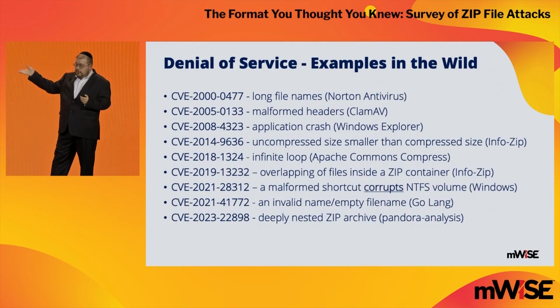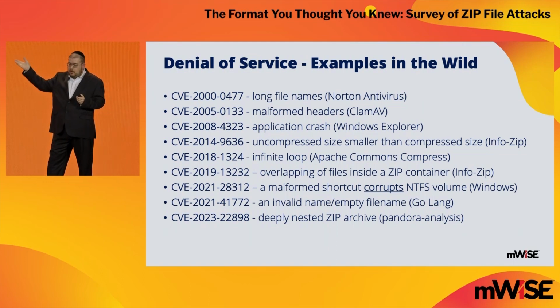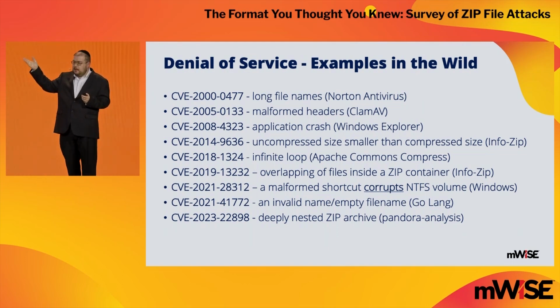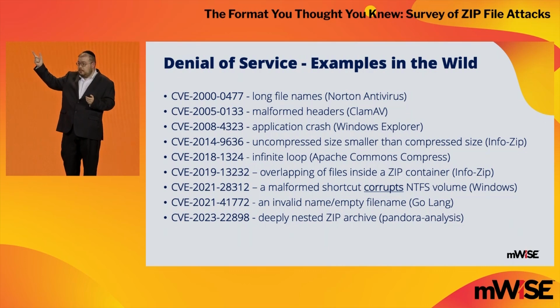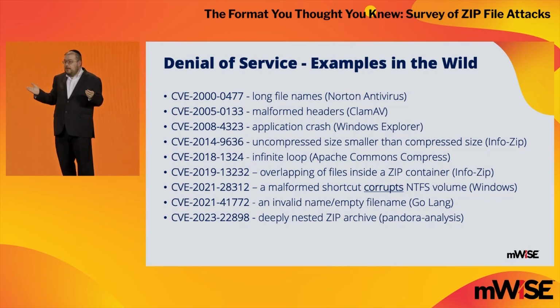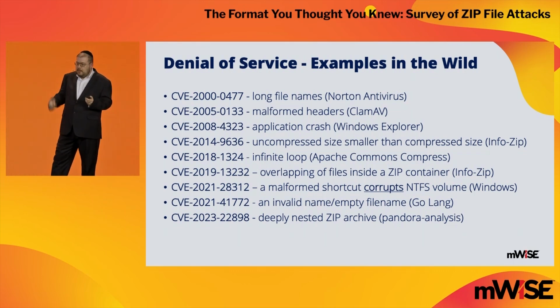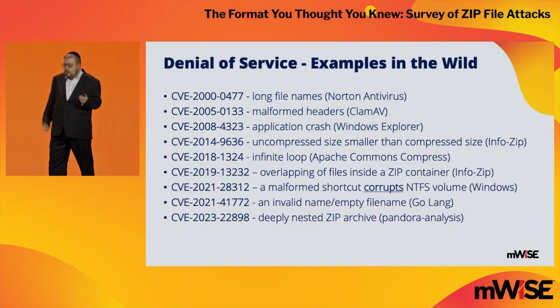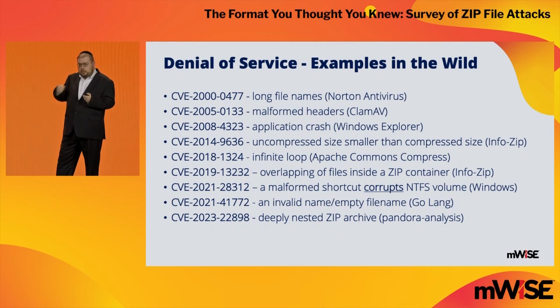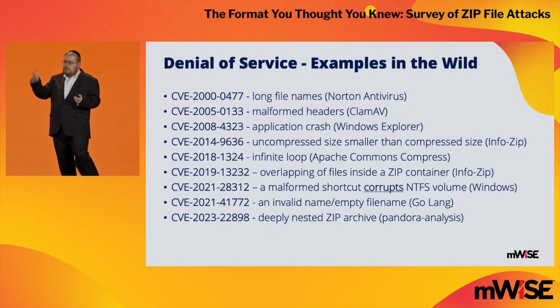Now, in terms of real attacks, and again, make a note of the years. This attack, the one on top, is 23 years old. Very simple: long file name. Why? How long is a file name on Windows? How long is a file name on Linux? I bet you it's not 65,000 characters in some systems. Zip allows 65,000 characters because of a 2-byte field. ClamAV, the second CVE: you mess with the headers, the thing crashes. Windows Explorer, again, put unusual values in the zip, it will crash. And the same thing with many of them: something that's not supposed to happen will crash.